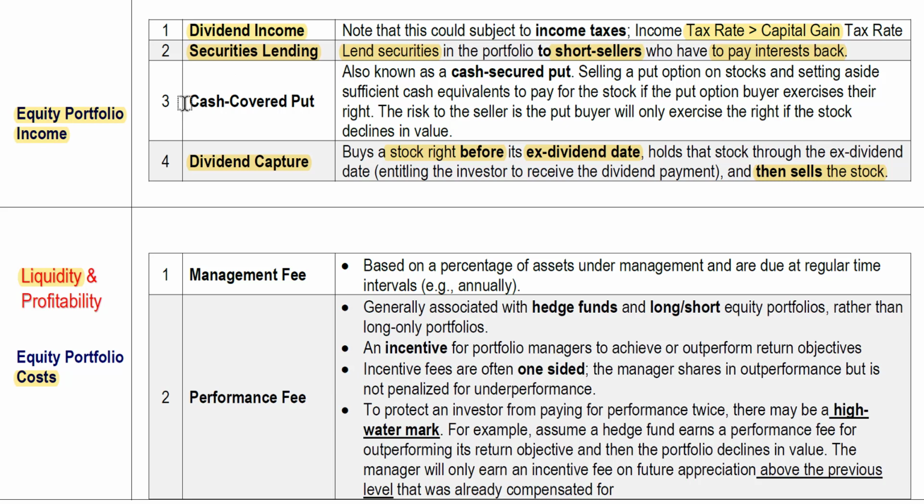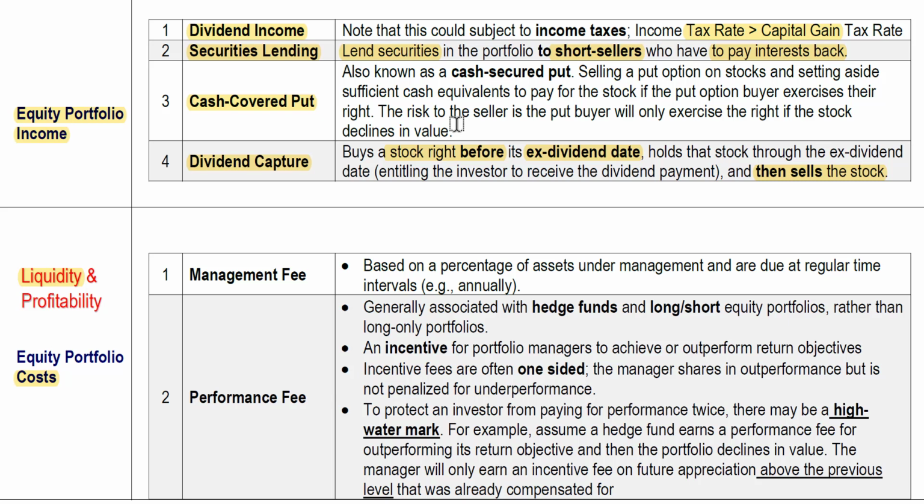The other one is using derivatives. It's called covered put, meaning that now this is relatively risky. Same thing with the dividend capture. You're going to have a huge impact if the market goes against you. So if you want to use the covered put or a cash covered put, you better do a good job in market timing. So this is really timing the market.